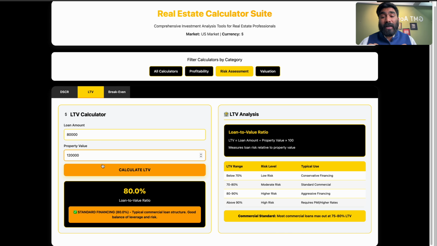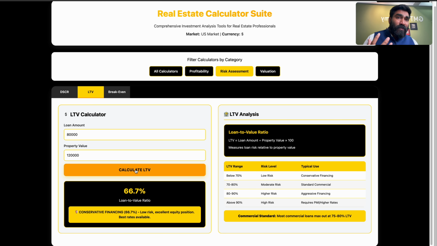What if the property value is 120k and the loan amount is 80k? Now in this context, this particular loan to value would be conservative financing. It means the risk would be very low. Even if the borrower defaults on payment, the bank or fund can still seize the property, sell it in the market and recover the financing.